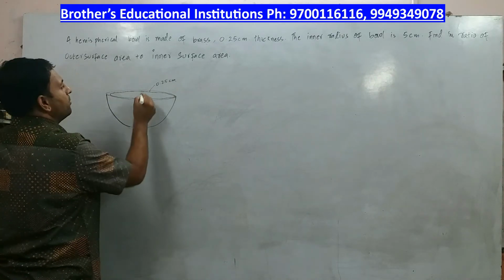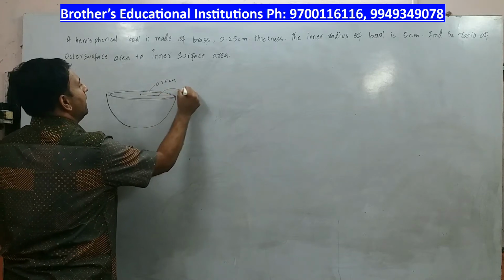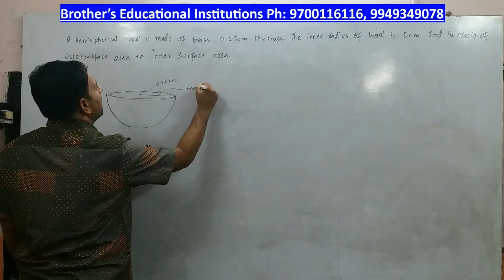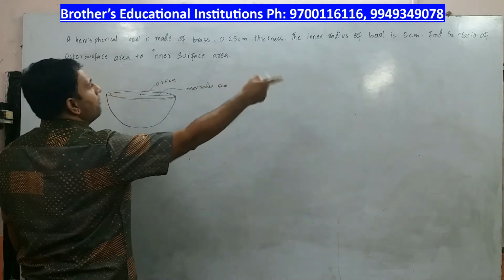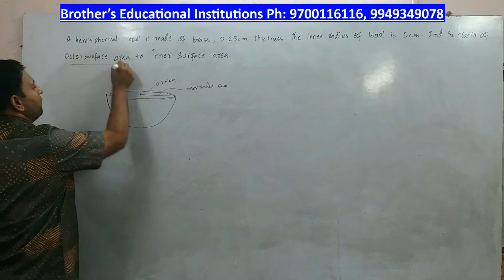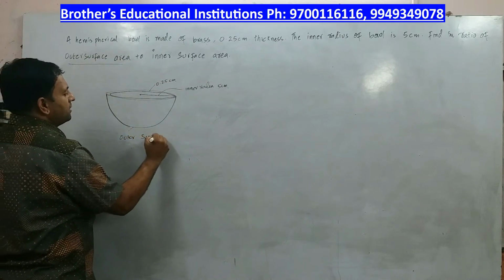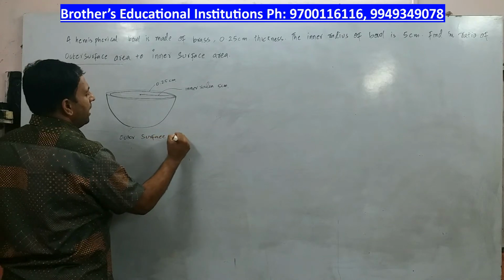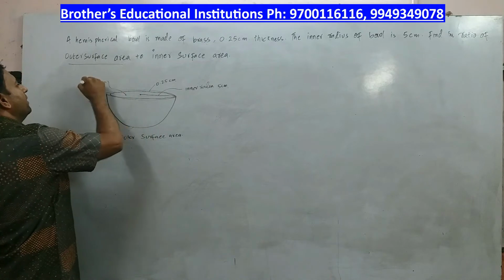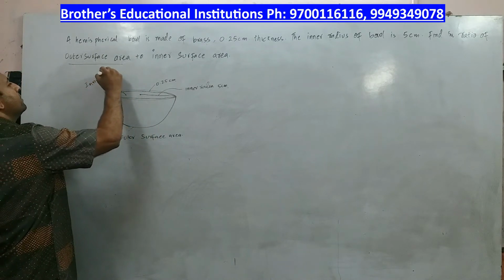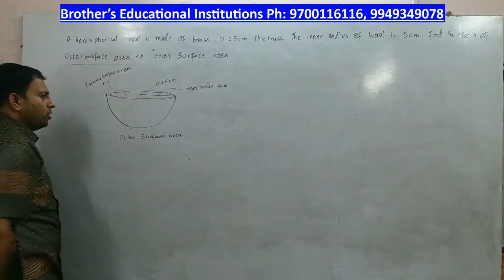The inner radius of the bowl, see, from here to here inside. Now this inner radius is 5 centimeters. Find the ratio of outer surface area, this is outer surface area, and inner surface area. Inside you have inner surface area. All right. So how do you do that?